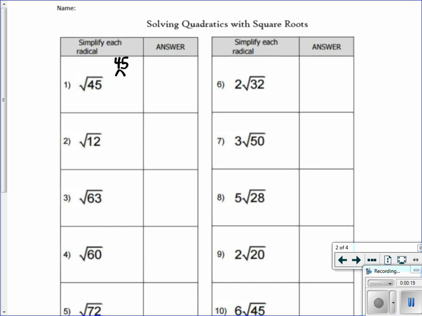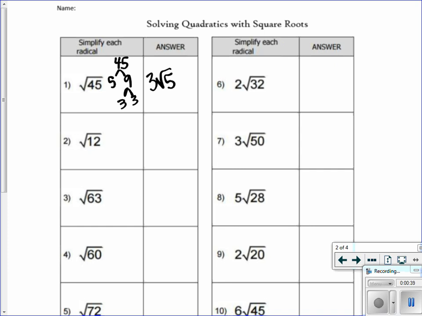What numbers multiply to give you 45? 5 and 9. And numbers that multiply to give you 9? 3 and 3. So what would that simplified answer be? 3 root 5.